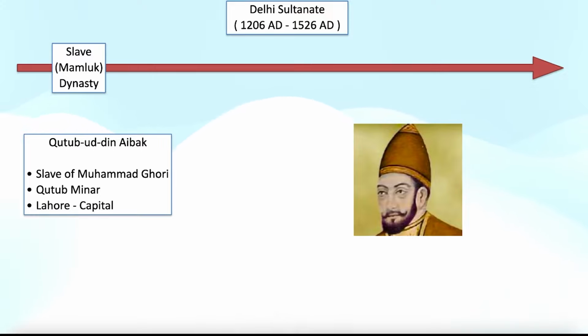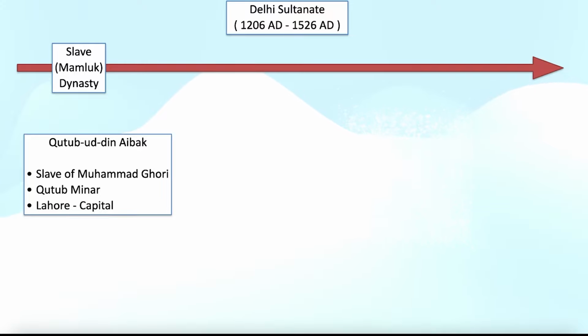Now you need to tell me in the comment section: the word Qutub in Qutub Minar comes from which personality? Let me tell you, the word Qutub in Qutub Minar is not associated with Qutbuddin Aibak. So you should tell me whom the word Qutub is associated with. Also remember that Qutbuddin Aibak ruled from Lahore, so during the slave dynasty, the capital of the Delhi Sultanate was Lahore.